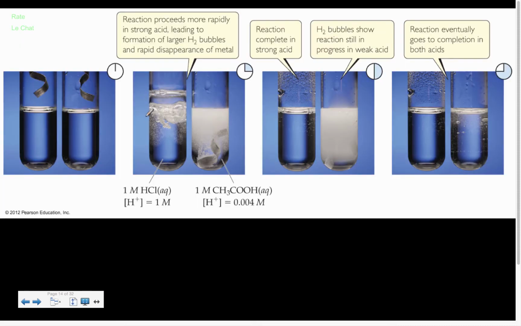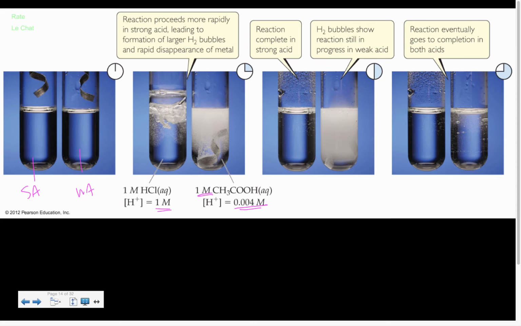All right, so anyway, talking about weak acids and strong acids. Here we have two samples. This one is my strong acid. This one is my weak acid. Here I have 1 molar hydrochloric acid, which means that my hydronium ion concentration is 1 molar, because it dissociates completely. Here I have 1 molar acetic acid, concentration of H+ not nearly 1 molar, because it's a weak acid and does not dissociate completely.